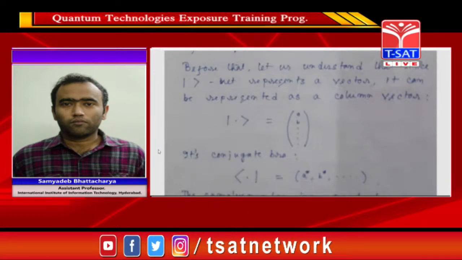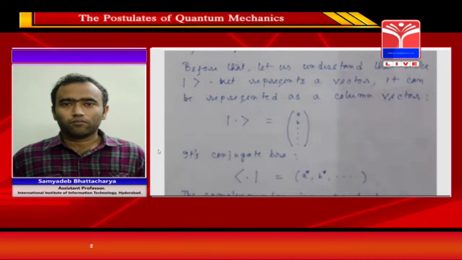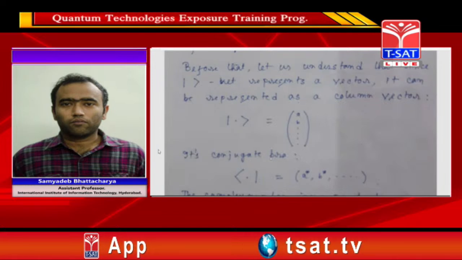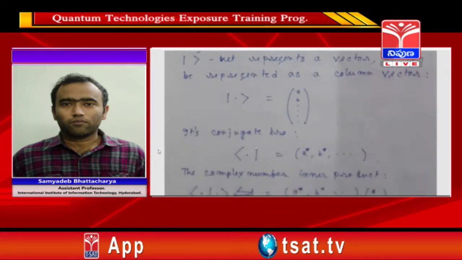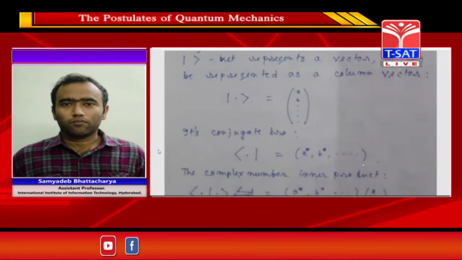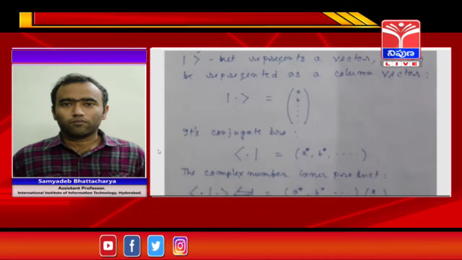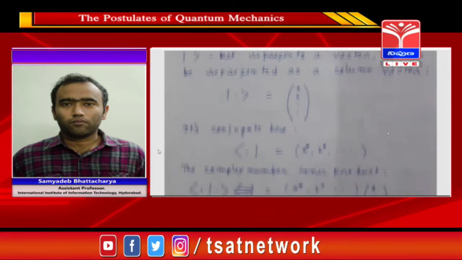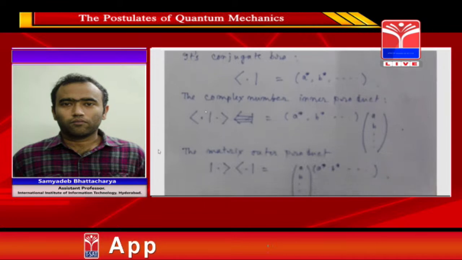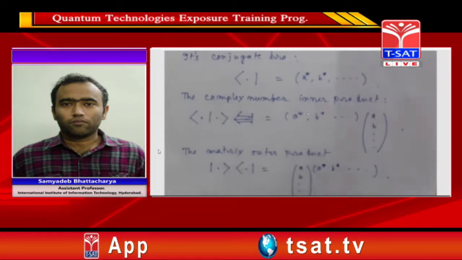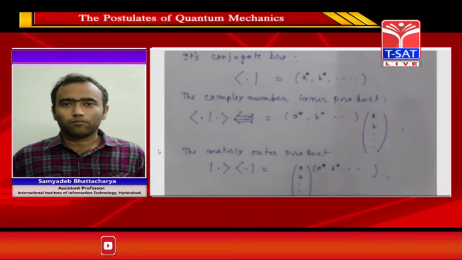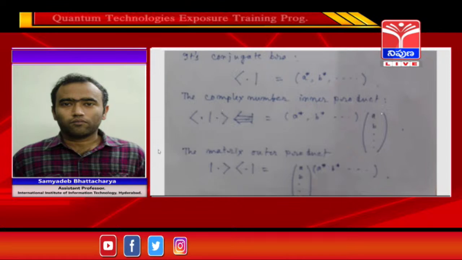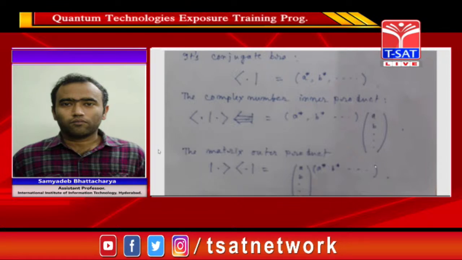So any ket vector, which is written like this, can be written as a column matrix or a vector like this form. And the conjugate bra vector is a row matrix with the complex conjugate of the elements of the ket vector. So basically, what is the inner product then? On the left hand side is the bra vector, the complex conjugate row matrix, and right hand side is the ket vector, this column vector.